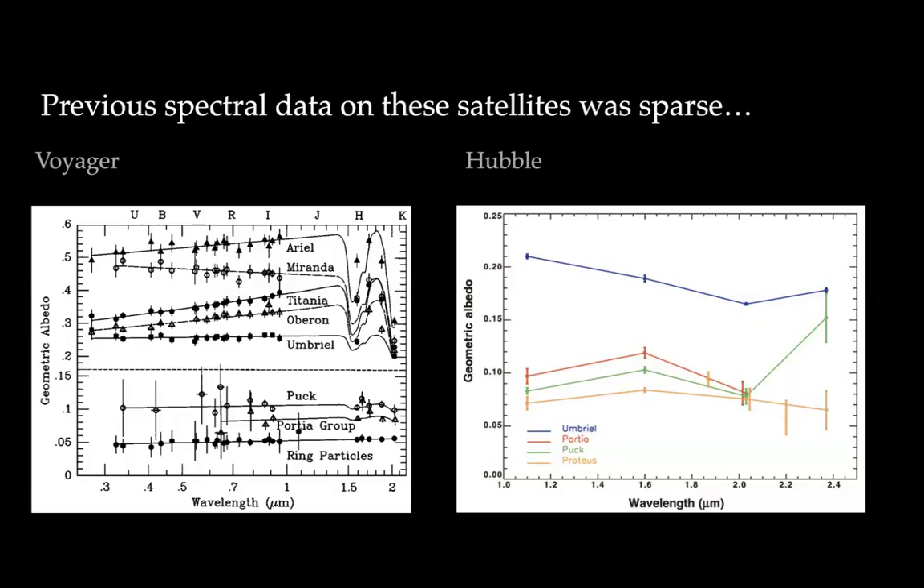But we did know that, if you look at the left side here, if you look at Puck, the Portia group for Uranus, the inner satellites are generally seen as these dark neutral bodies. This was their characterization for the past 30 years. And hypothetically, there was some slight evidence that there were 2-micron features indicative of the presence of water ice, as you can see on the right panel here.